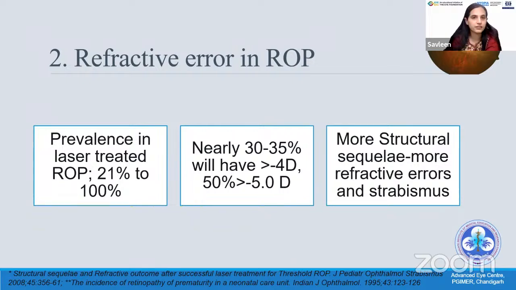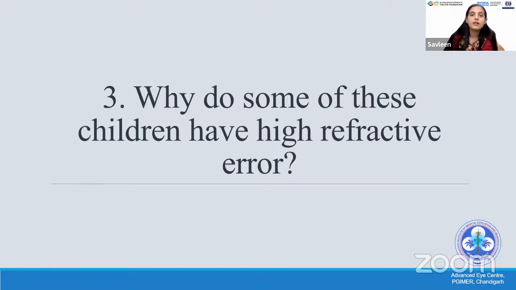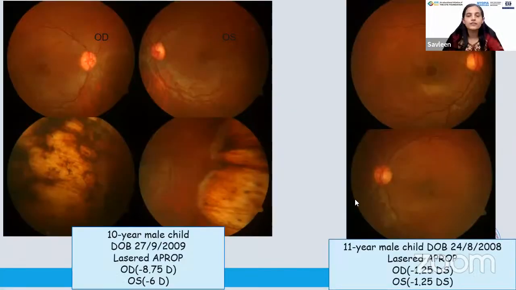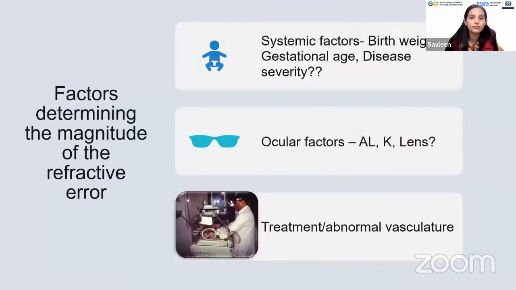The more structural sequelae, the more myopic they are likely to be. Now, why do some of these children have high refractive error and some have low? You see 2 children who are comparable, both born at the same time, one having a refractive error of -8 and the other having a refractive error of just -1. So there are a lot of combinations that give rise to this myopia. There are a lot of studies which have tried to analyze what's responsible, and whether we can change one factor to make them less myopic.